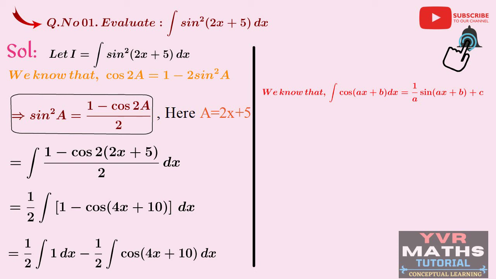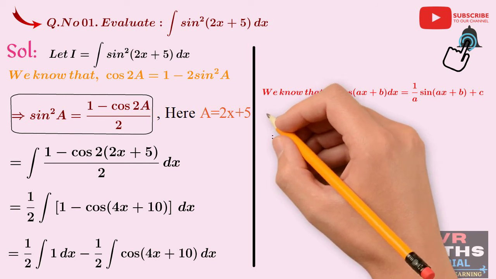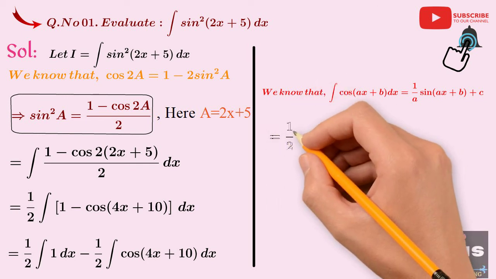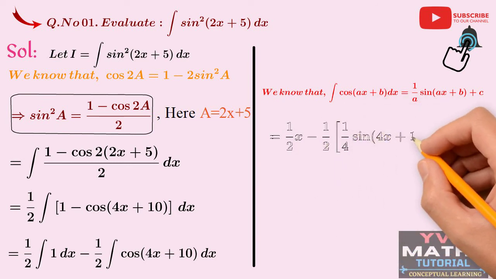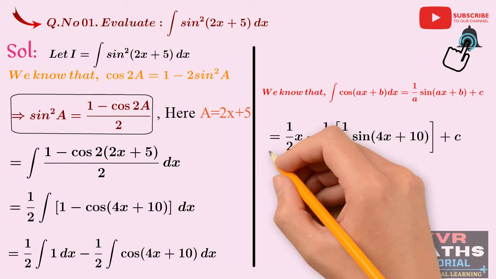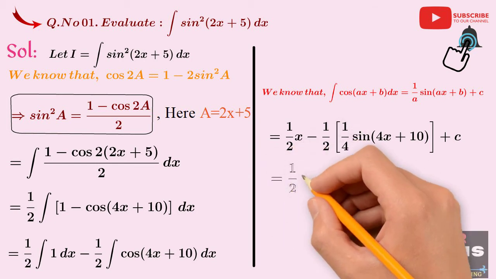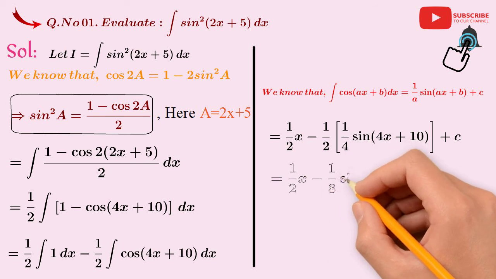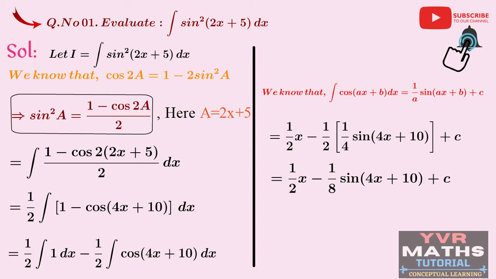So we know the formula for integral cos of ax plus b. If we apply that formula, then in the next step we get 1 by 2 into x minus 1 by 2 into 1 by 4 sine of 4x plus 10 plus c. Here c is the integral constant. If we simplify this, the final step is 1 by 2x minus 1 by 8 into sine of 4x plus 10 plus c.